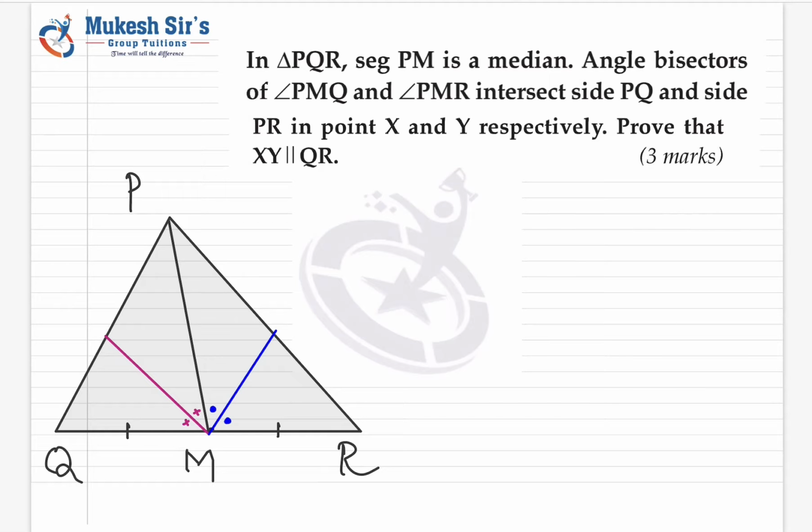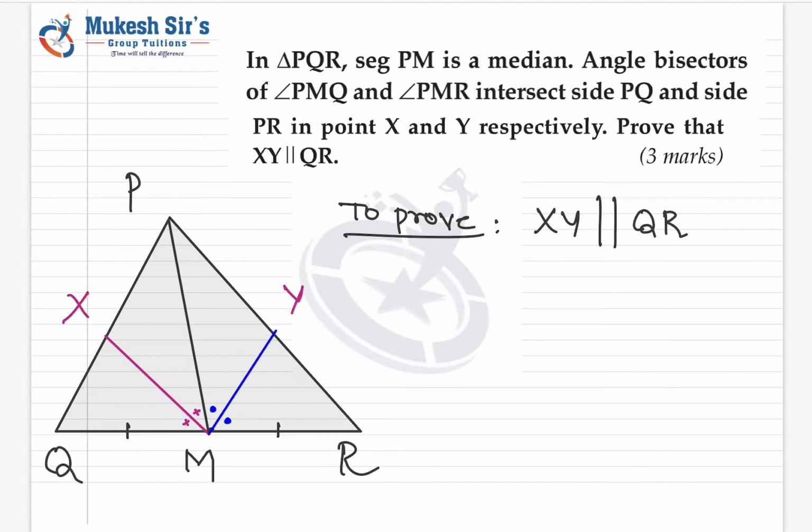So the bisectors of PMQ and PMR intersect sides PQ and PR in points X and Y respectively. So this point is X and this point is Y, and you have to prove that XY is parallel to QR. It's again a similar question, but here QM is equal to MR. So I can say XY is parallel to QR.